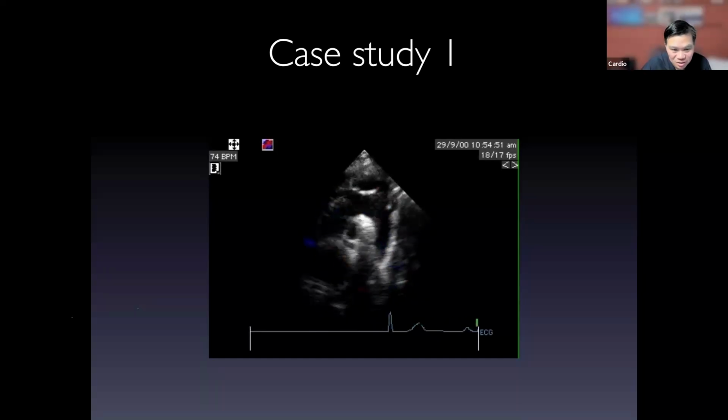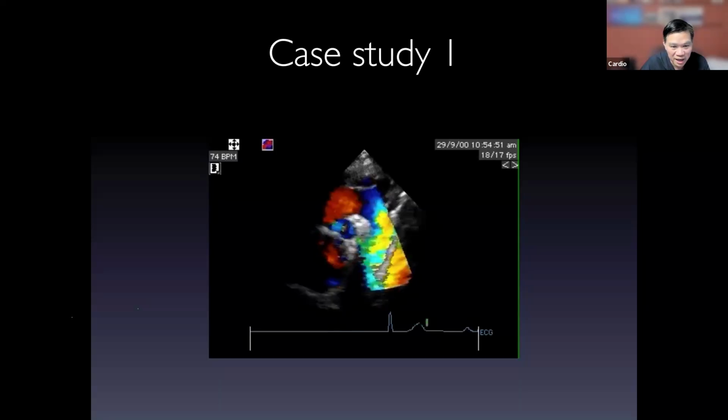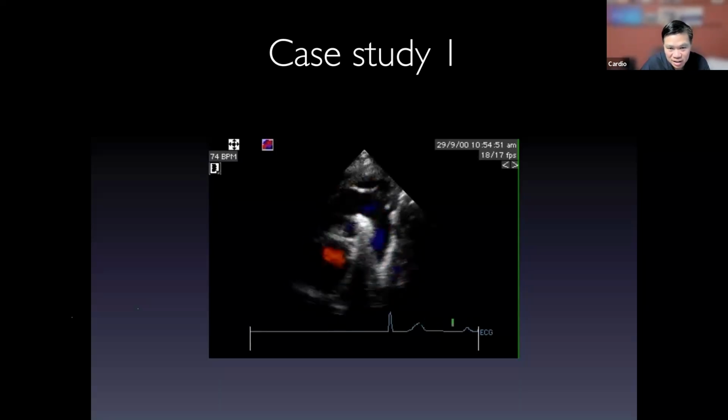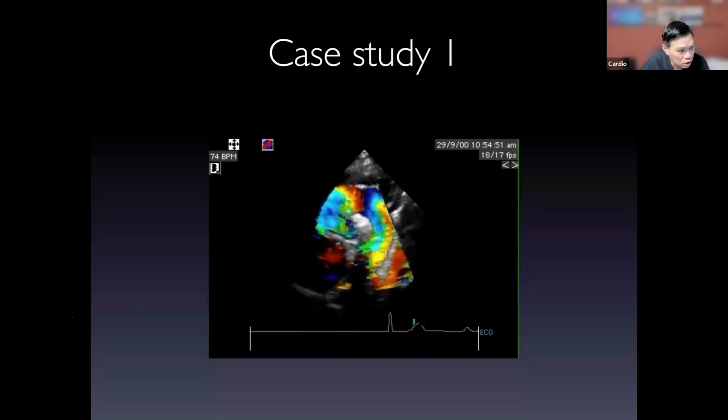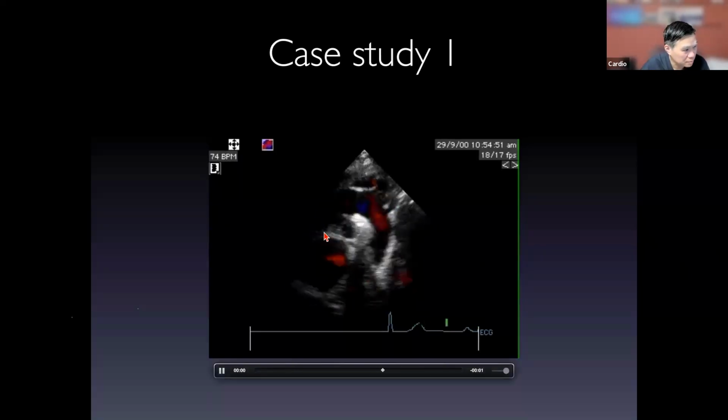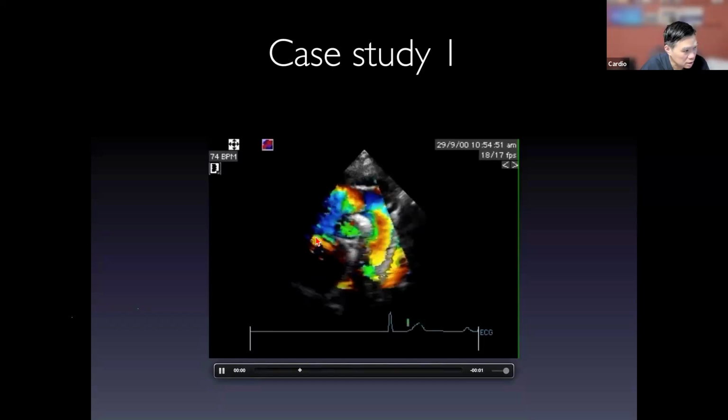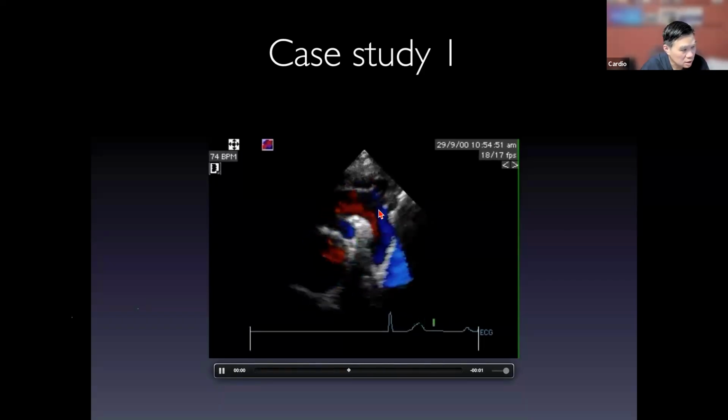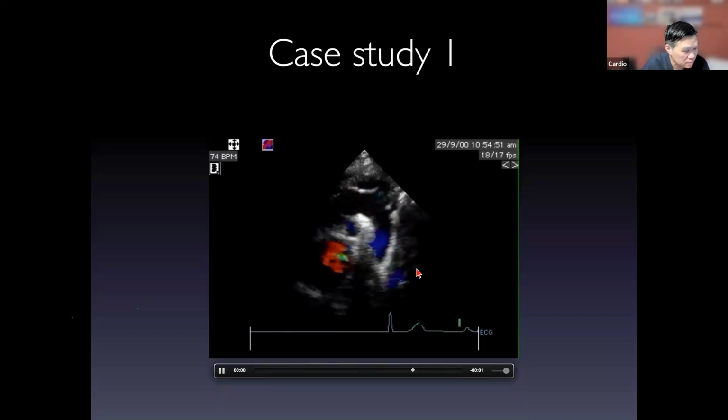Thank you very much. So as many of you know in the Echo Lab, this is one of my favorite artifacts. Let's identify the structure. Here, the pointer, you can see the ascending aorta. This is the aortic arch, and this is the descending aorta. What is very unusual is actually this color jet here.